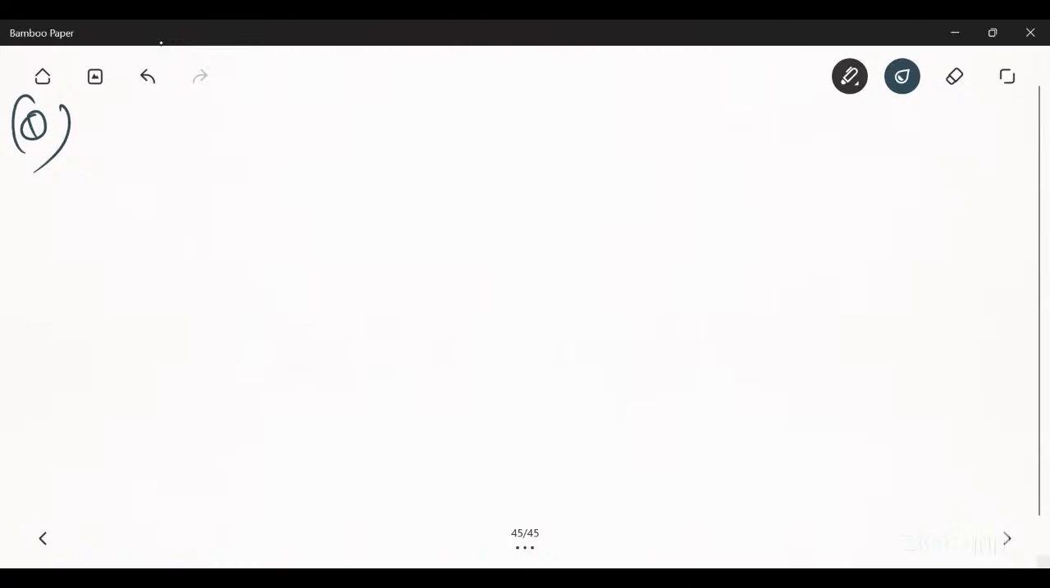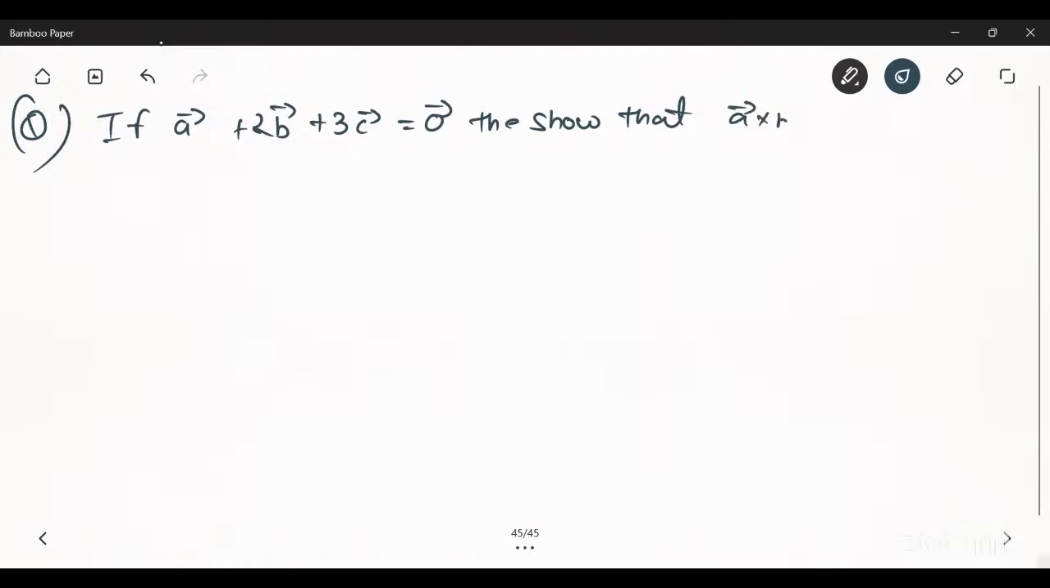Question is: if A vector plus 2B vector plus 3C vector is equal to 0 vector, then show that A cross B plus B cross C plus C cross A is always equal to 2 times A cross B. So this is also an important question which came in your previous years.